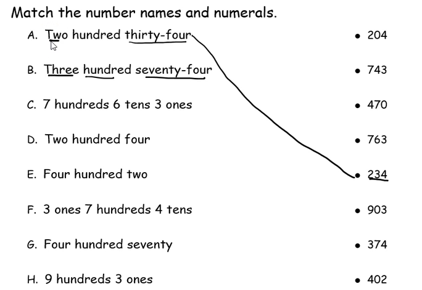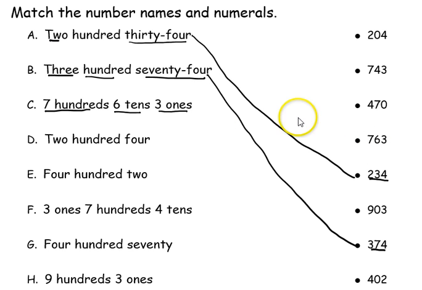374. So now I need a 3 in the hundreds place, and then 74. So that would be this number here, and we'll match those. In my next problem, I have 7 hundreds, 6 tens, and 3 ones. Another way I could look at that is 763. So 763 is right here. We'll connect those.